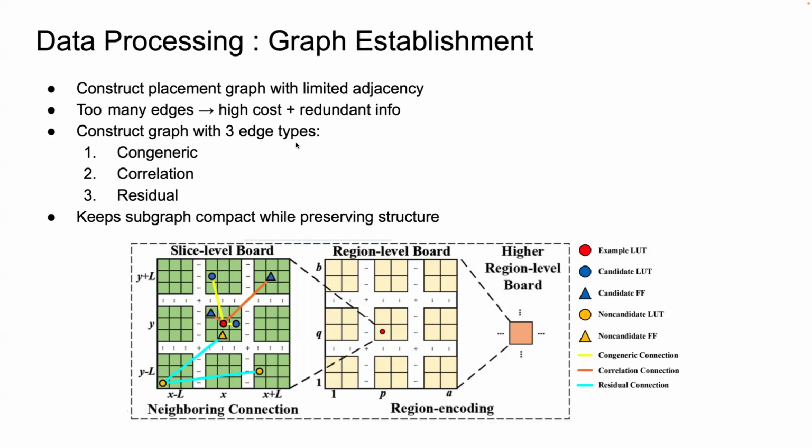The first one is the congeneric connection, which consists of the same types. For example, here we have a LUT, and we connect the same block type LUTs to that current LUT. Yep. And then we go to the second one, which is correlation. This correlation one tries to capture the highly bounded netlist connectivities. For example, if a LUT output is fed directly into a flip-flop, we then capture these with the orange connections.